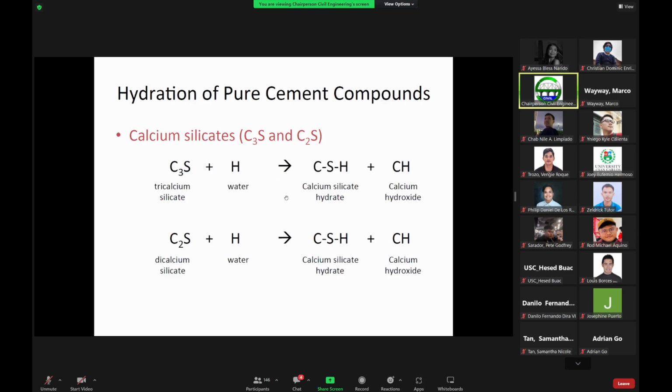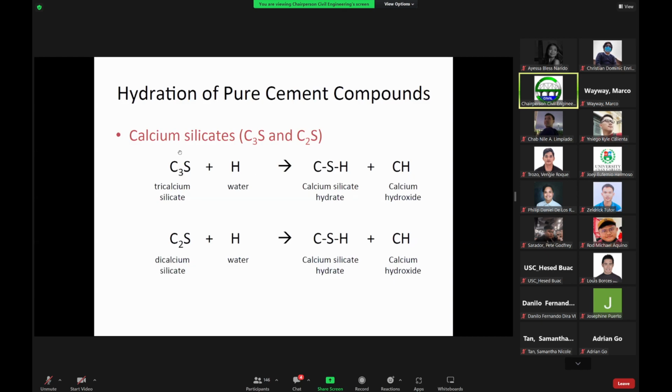Okay, you'll see here your calcium silicates, the first two, C3S and C2S. At the left side, before the arrow, those are your cement compounds. At the right side, these are the hydration products formed from your cement compounds. So your C3S, when water is added, so the hydration process occurs, and the products formed are calcium silicate hydrate and calcium hydroxide. So in the lecture, the notation we'll use will be CSH for your calcium silicate hydrate and CH for your calcium hydroxide.